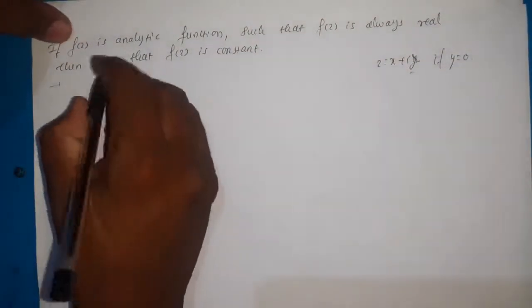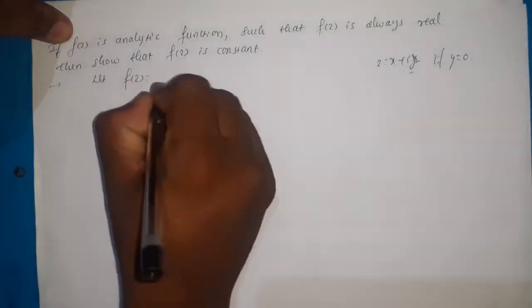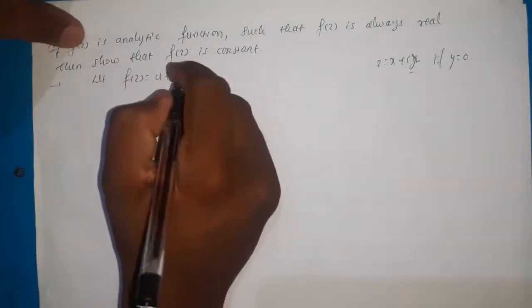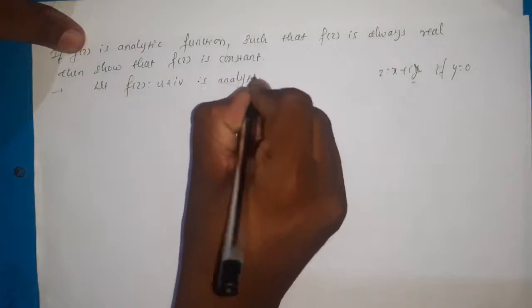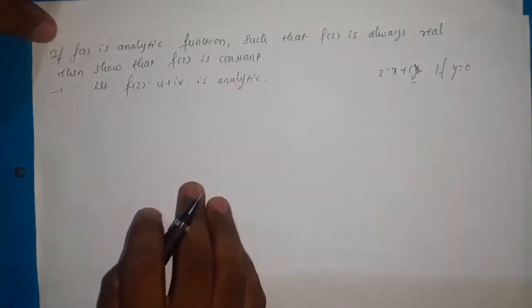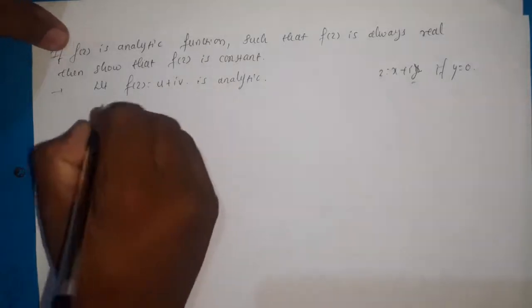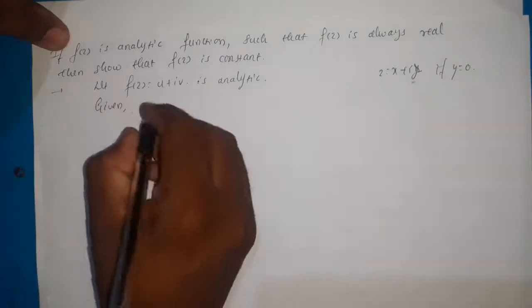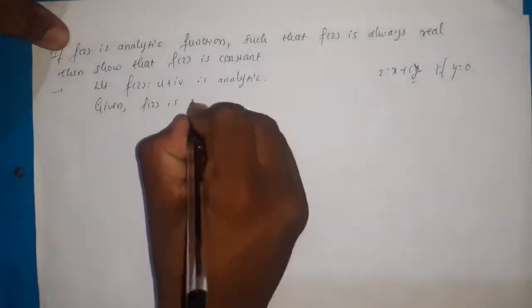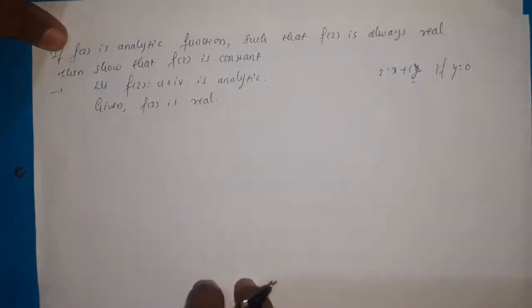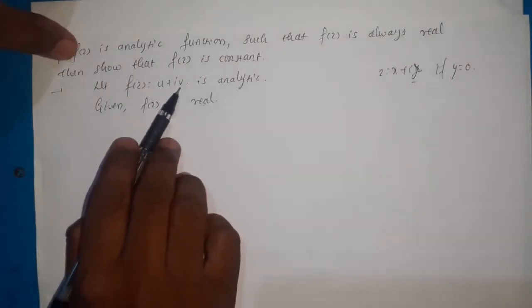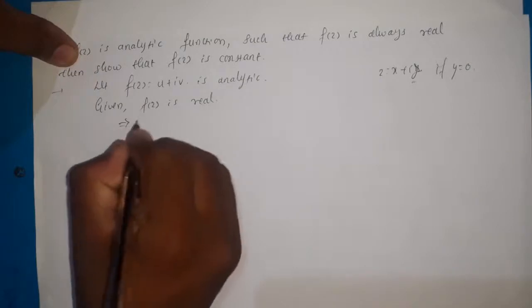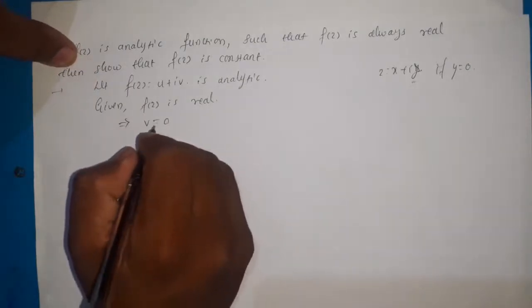Now let f of z equal to u plus iv be analytic. So let us consider f of z equal to u plus iv as an analytic function, and given f of z is real. If the function is real, its imaginary part is equal to 0. Therefore it implies that v is equal to 0.